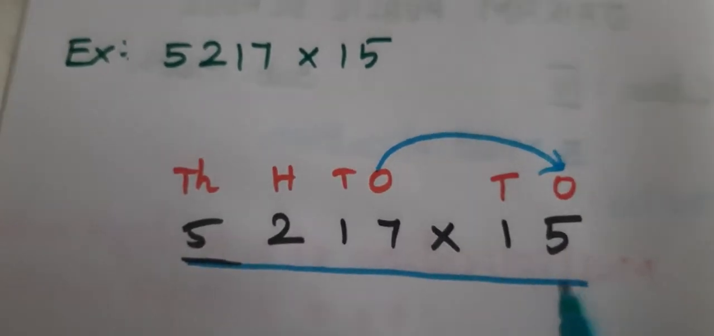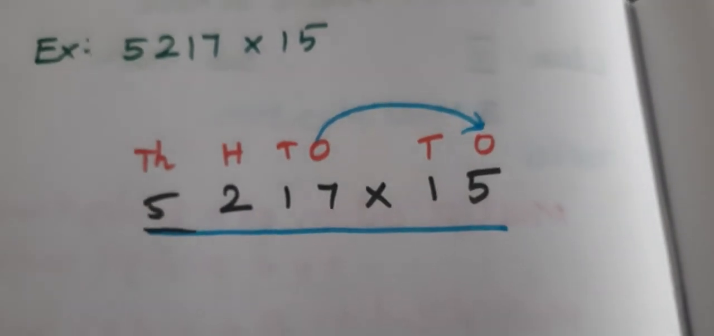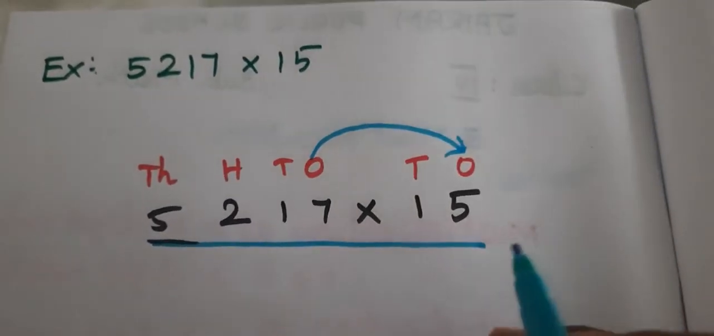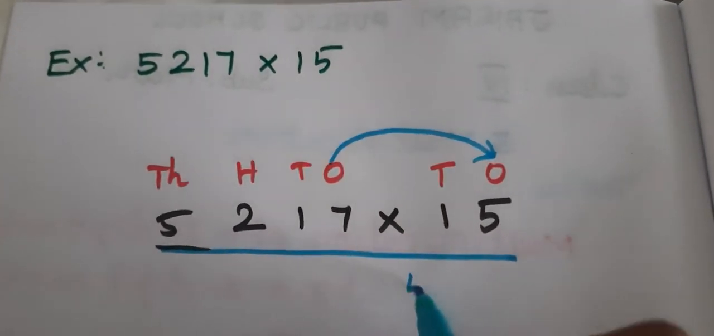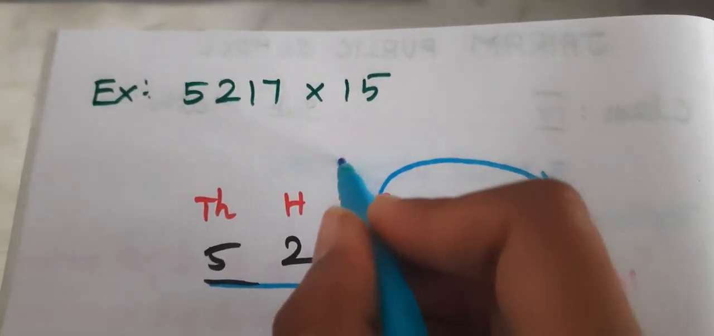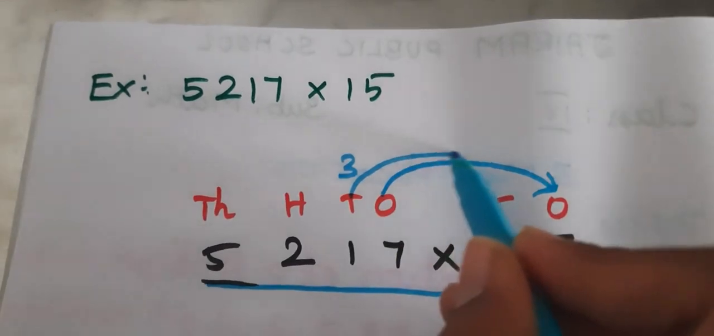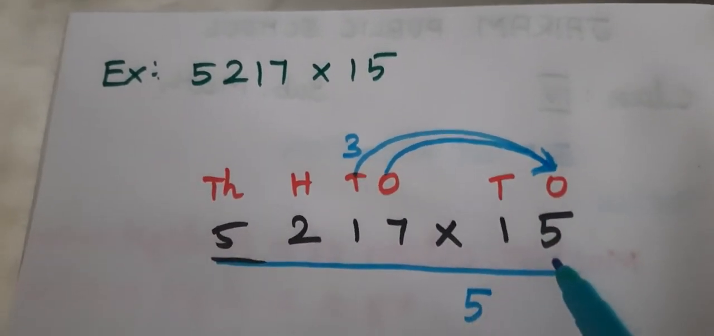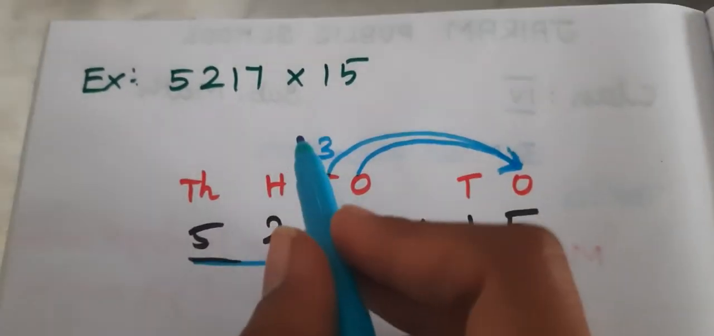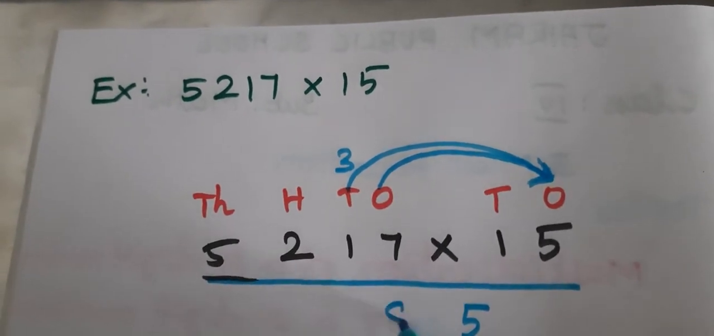7 into 5. 7 into 5 is 35. You have to write 5 here and 3 is a carryover. Next, again 1 into 5. 1 into 5 is 5. 5 plus 3 is 8.